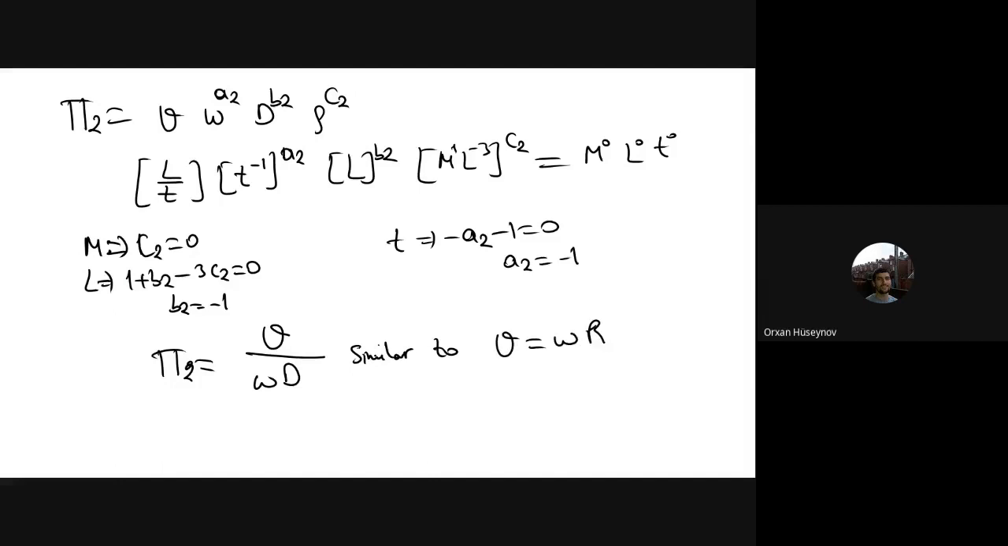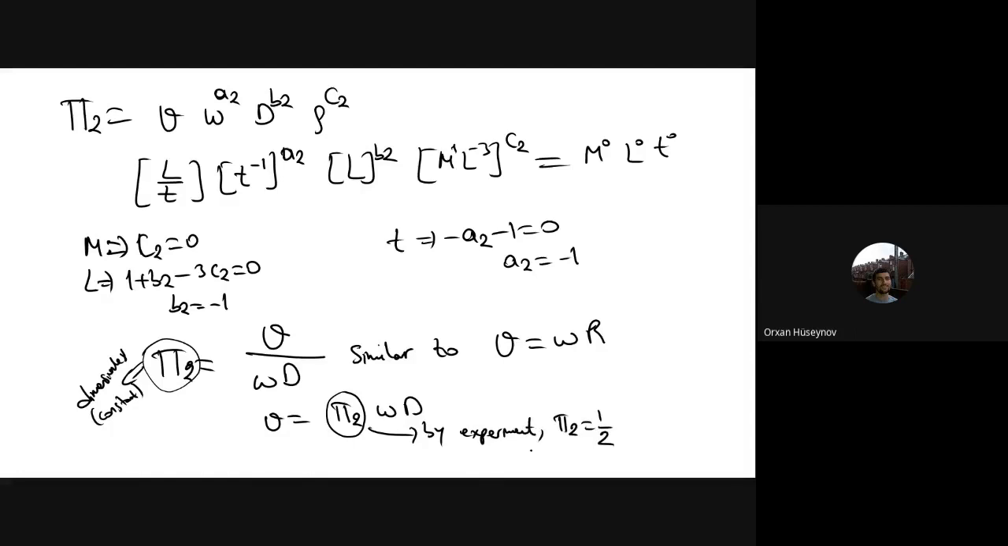So why is it not exactly the same? Because pi 2 here is dimensionless. And dimensionless means that this one is just a number, a constant. So instead of that one, I can write that V is equal to pi 2 into omega d. By experiment, you can find that pi 2 is half. You can do just one experiment to find the relation between V and omega d. You will see that this one comes out as half.